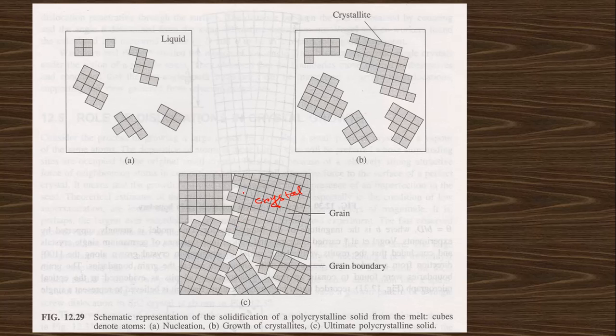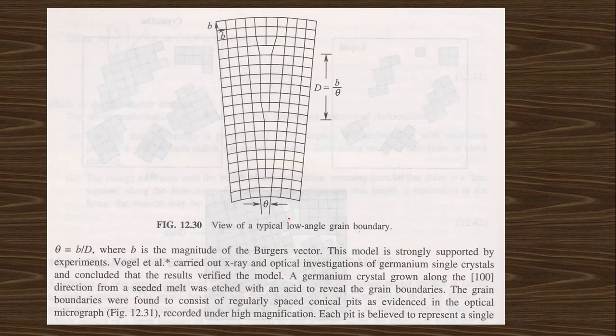Within the two grains, there is a boundary. So this is a grain, this is a grain, and this is a grain boundary. Between two grains there is a grain boundary.